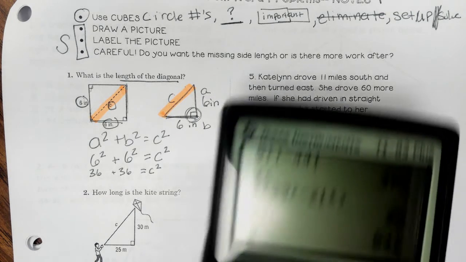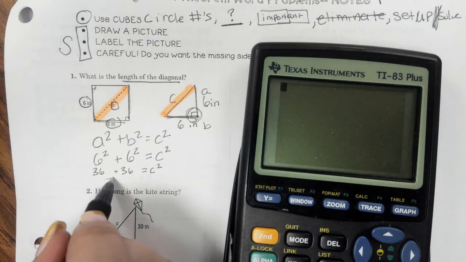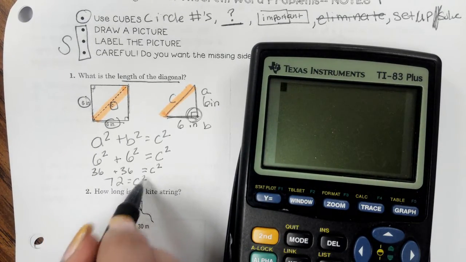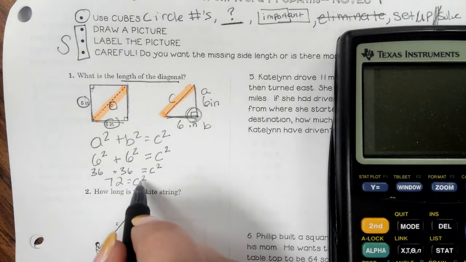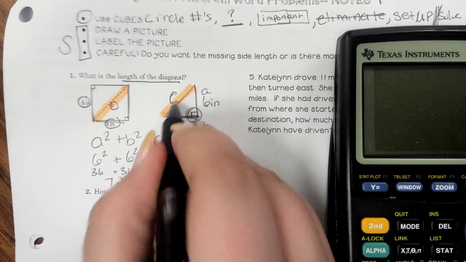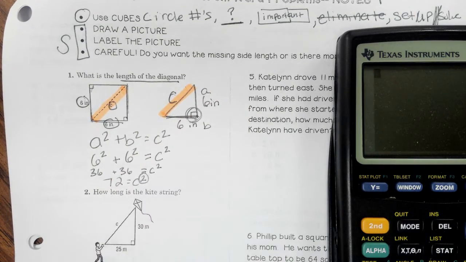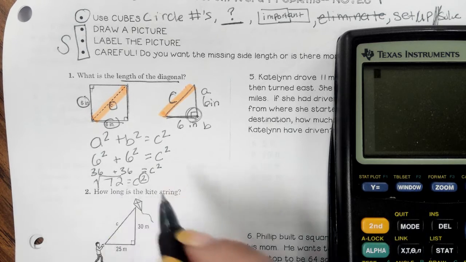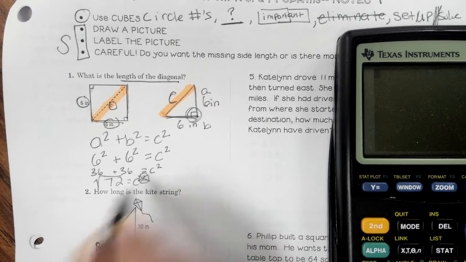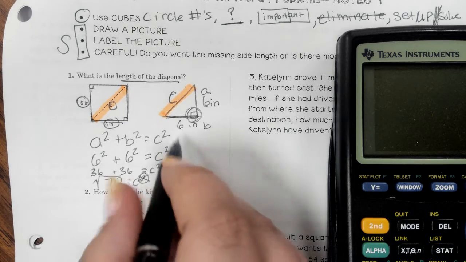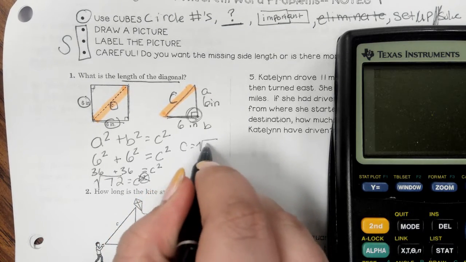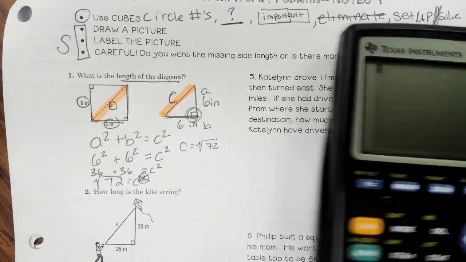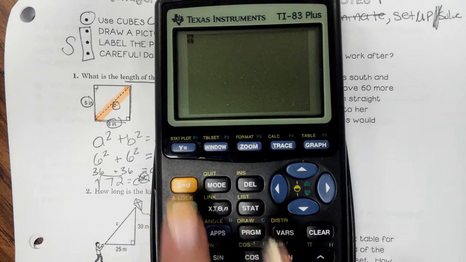And now we need 72 equals c squared. And that's not done. We've only solved for c squared, and our goal is c. To undo a square, we do the opposite of square to the other side. That's square root. So c is the square root of 72.